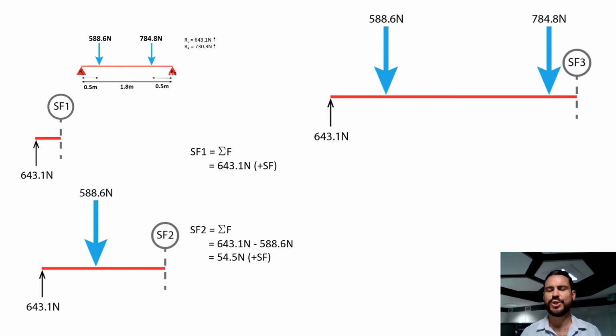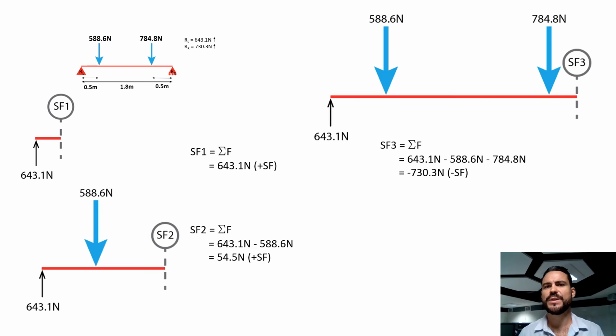Looking at our last shear force, we've worked our way along now. This is the third shear force in the system. Again, we've got our force going up as our reaction left, 643.1. We've now got a force acting down, 588.6. We've got another force acting down, 784.8. So I want you to ask yourself here, if we're just doing addition of forces, and really guys, this is no more complicated than addition and subtraction, do you think we're going to have a positive or a negative result here?